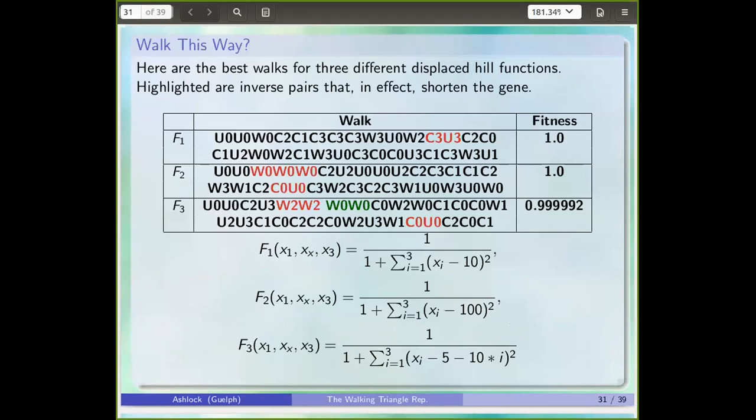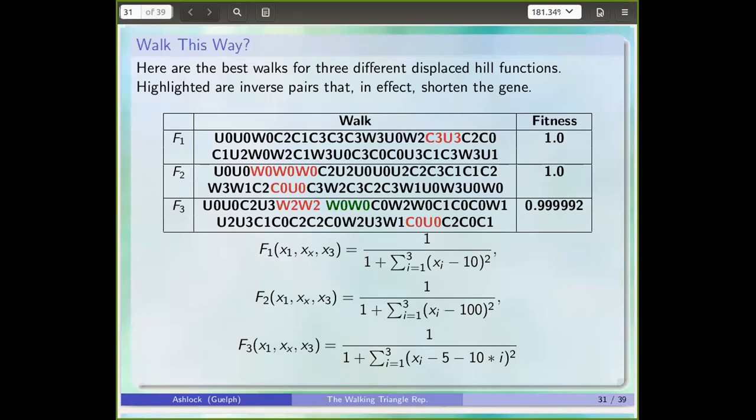And there are some genes where we ran three more of these displaced Hill functions and fitness maximum was 1.0. So even with the difficult one where the Hill center was displaced in different directions, we still found the right answer. And the adjacent inverses showed up a good deal more often than they should. So evolution is in some sense exploiting the existence of inverses to seek the correct gene length.